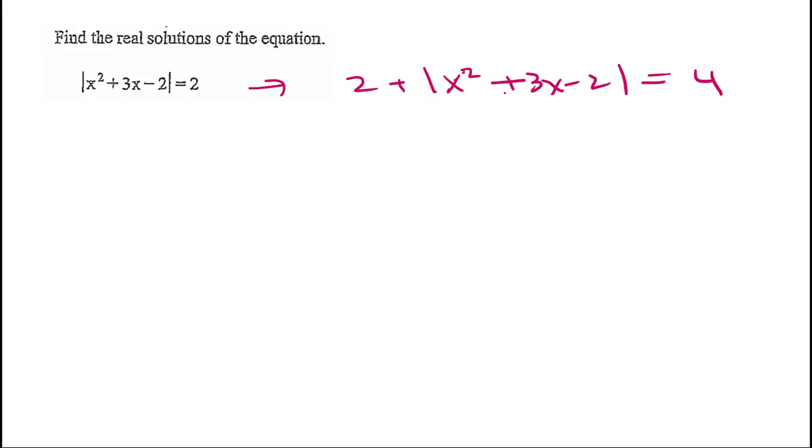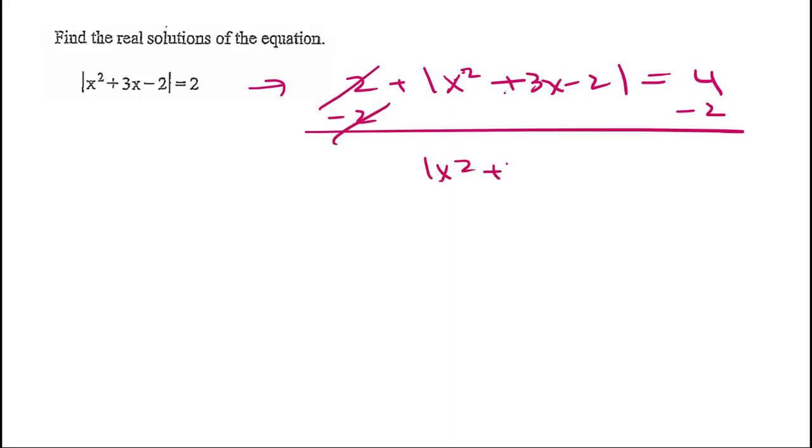Okay. So this is 2 plus the absolute value. So that means I need to get rid of the 2 plus. In order for me to apply the theorem, I need to get the absolute value by itself. So I'm going to subtract 2 on both sides. Okay? So that's gone. So that gives us x squared plus 3x minus 2 equals 2. Now, if this was being multiplied by 4, then I would divide by 4 on both sides. So whatever is being multiplied, subtracted, whatever it is that's attached to that, I need to get rid of those. Okay? Now I have the absolute value by itself.